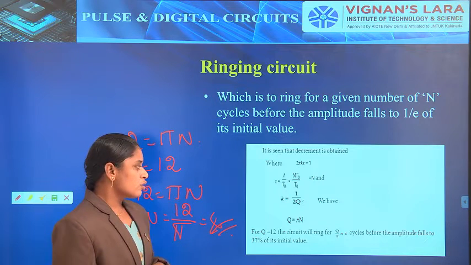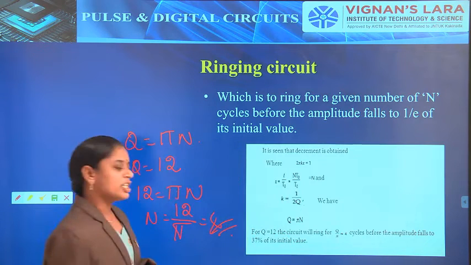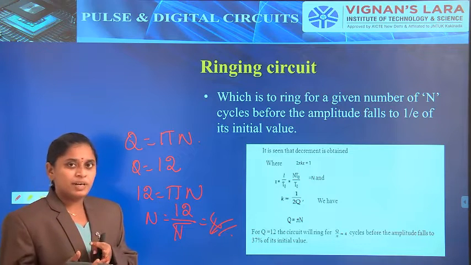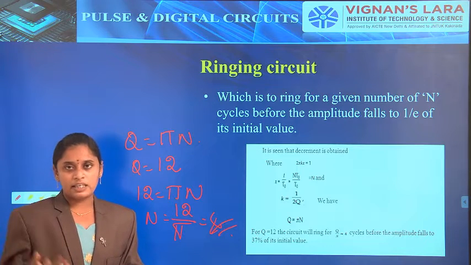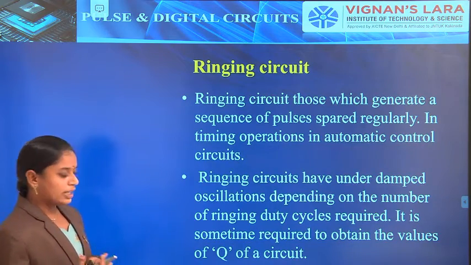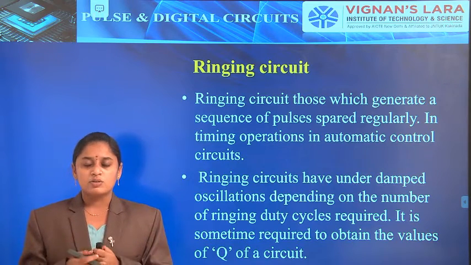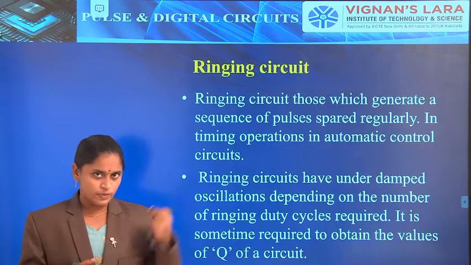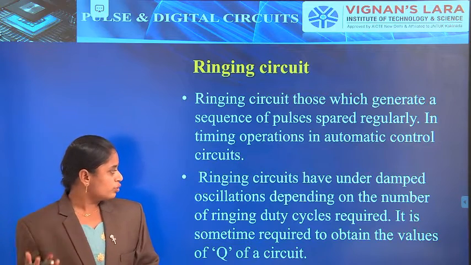The maximum cycles are reached at 1 by e times the initial value. It depends upon Q only, so we can generate the number of cycles. The practical application of the ringing circuit in our day-to-day life is that it can generate different pulses in a single circuit itself. For example, in a function generator, when we have to generate some signals, we go for the ringing circuit.